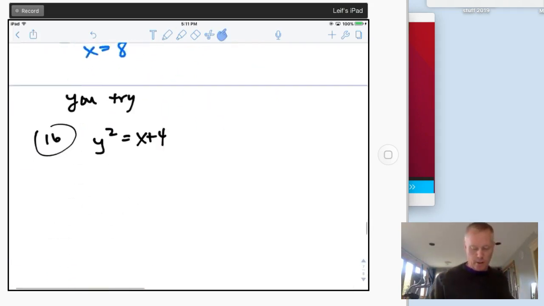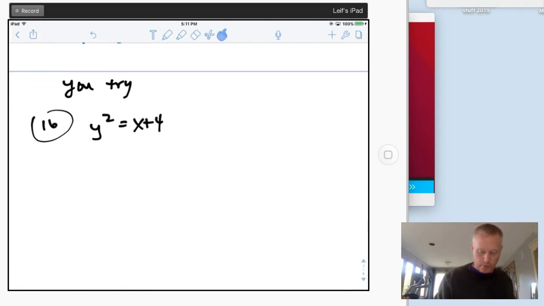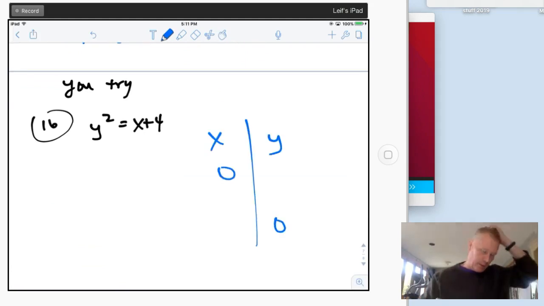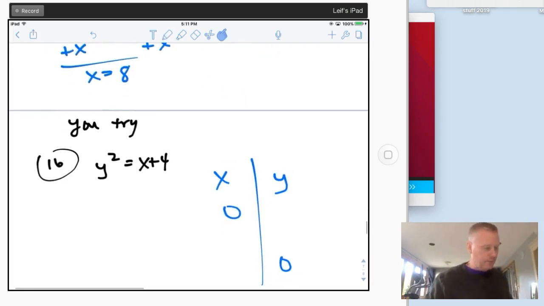All right, you try. See if you can come up with the two answers here. x, y, 0, 0. Plug in 0 for x, 0 for y. And that is my last problem for the day.